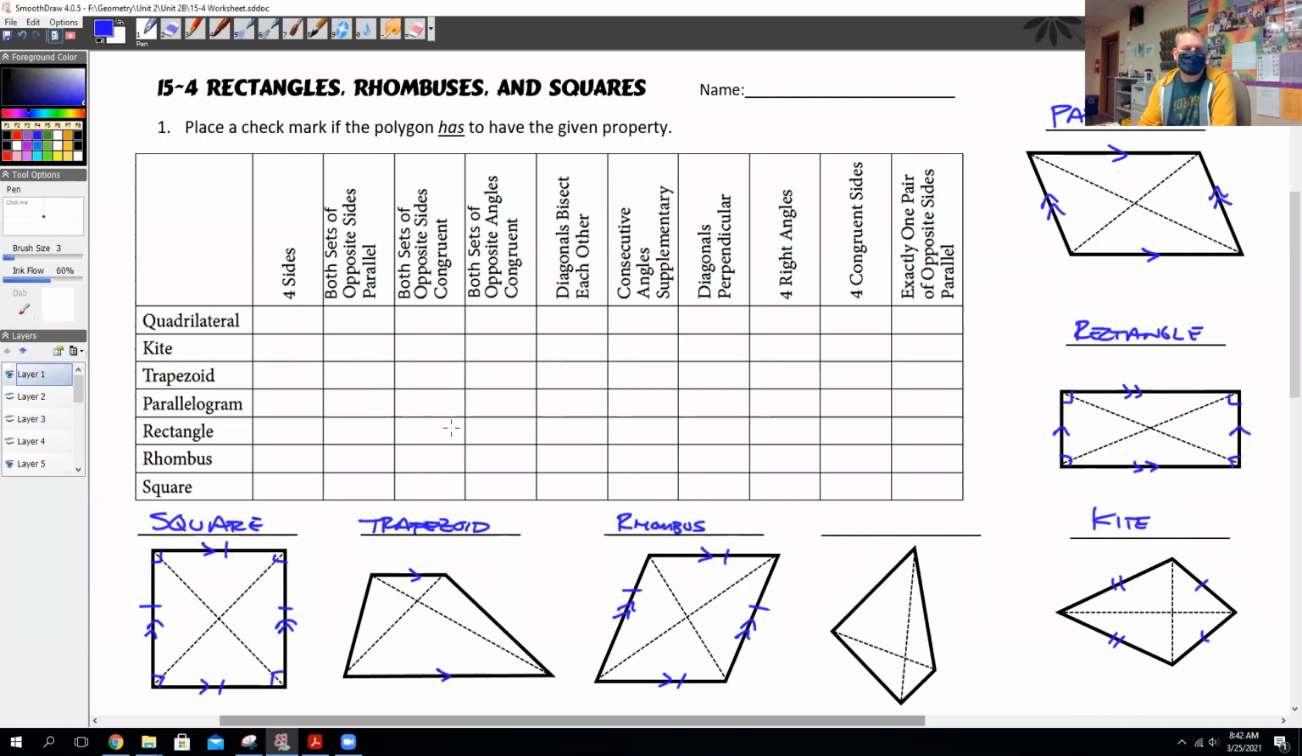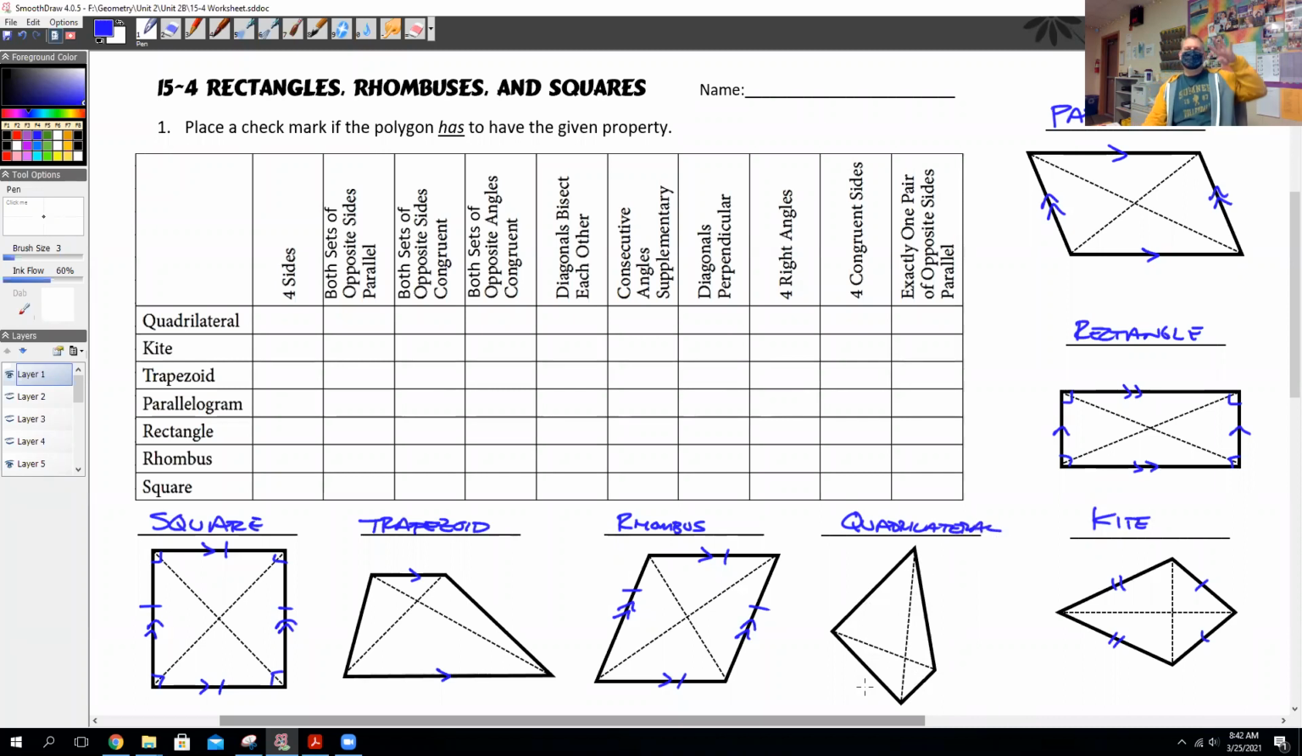So then that makes this one here. What is special about this one? It almost looks like those are parallel, but they're not supposed to be parallel. Sorry, I should have made that a little bit more obvious. The special thing about this one here is no sides are parallel, no sides are congruent, no right angles. So that makes this simply just a quadrilateral.